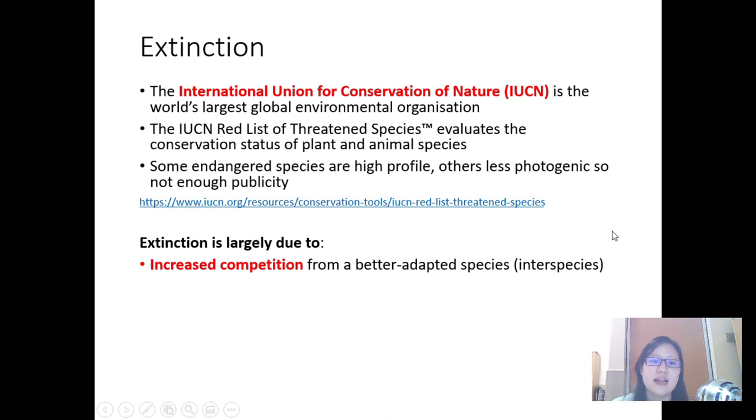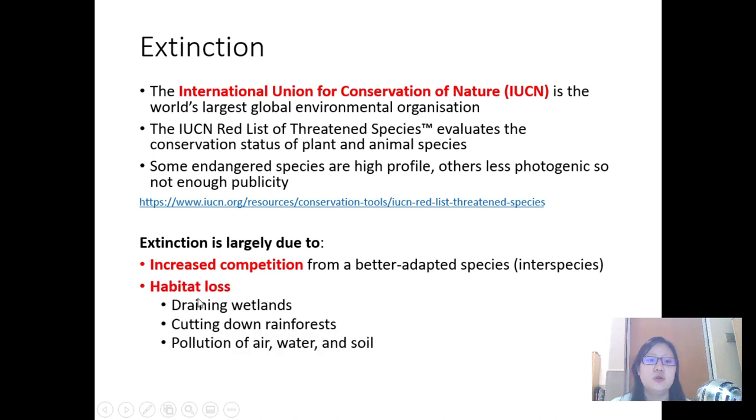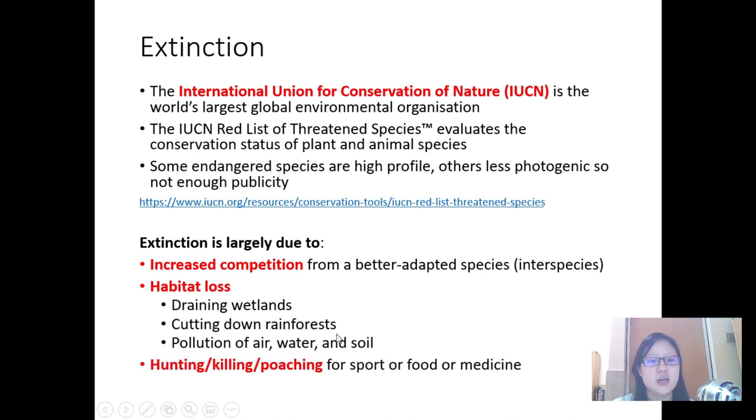Now, the extinction is largely due to, as I said, dominant human activities, but it could also be due to increased competition from a better adapted species. It could be due to habitat loss, and this can be because of humans. It can be because of natural disasters as well, but mostly humans: draining wetlands, cutting down forests, pollution. It could be hunting, killing, and poaching for sport or food or medicine. And it could be due to climate change, which is also our fault. So we will go into extinction and conservation for the next chapter.